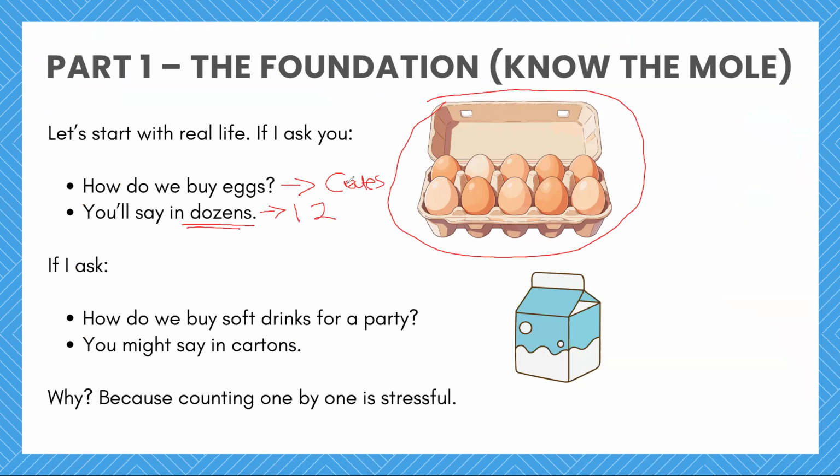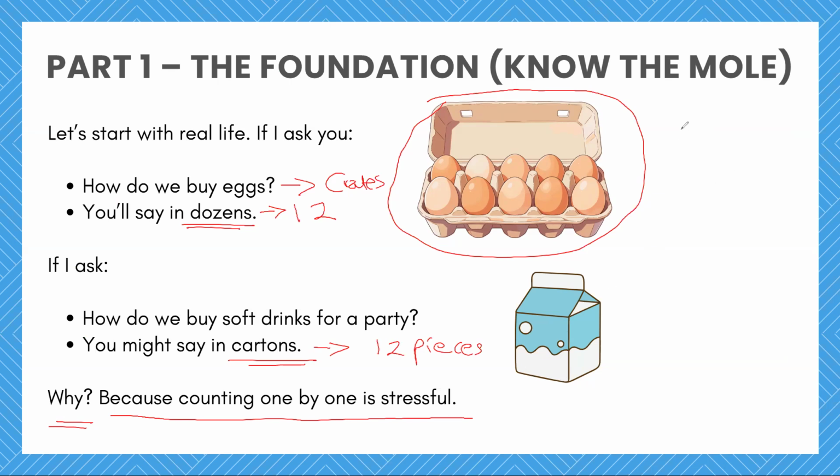If I also ask you, you're at a party and then drinks are to be served, how do they buy those soft drinks? Of course, they buy them in cartons. Usually, those cartons also contain a dozen, which is 12 pieces. Now, the question I'd like to ask at this point is, why do they do that? It is very simple because counting one by one is stressful.